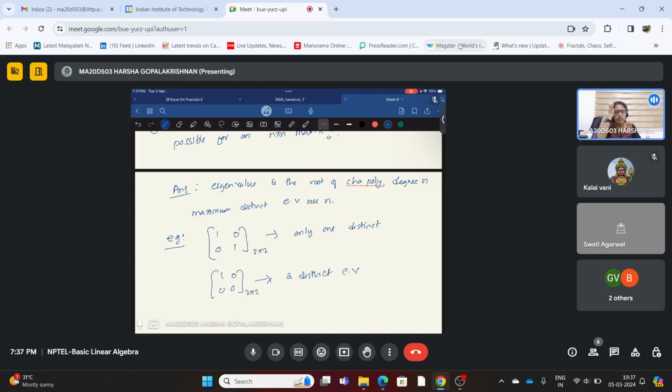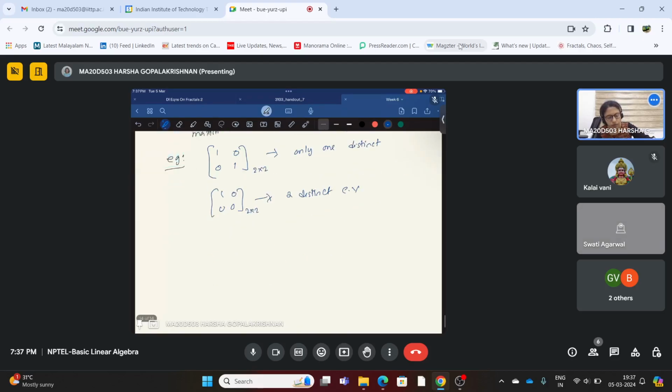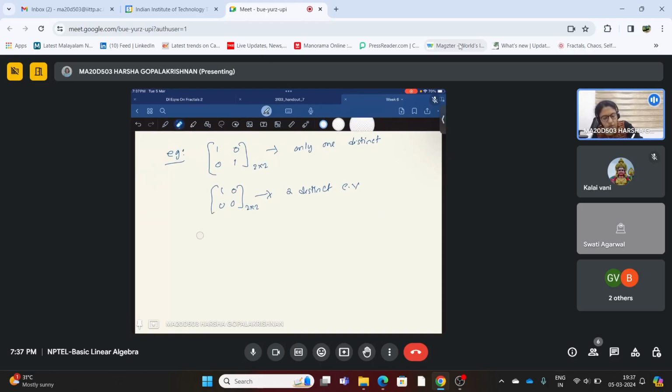Now, is there any case with zero eigenvalues? We have got 2 by 2 matrices with one eigenvalue and two eigenvalues. So can there be any case with zero eigenvalues? Zero eigenvalues means not that zero is an eigenvalue, but that there is no eigenvalue.